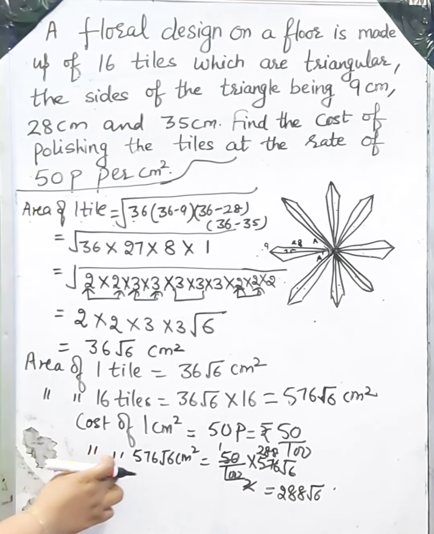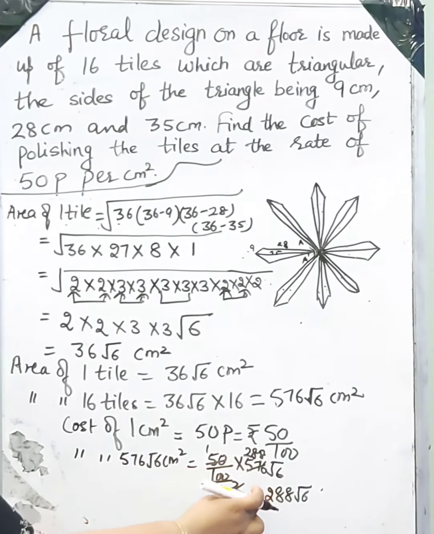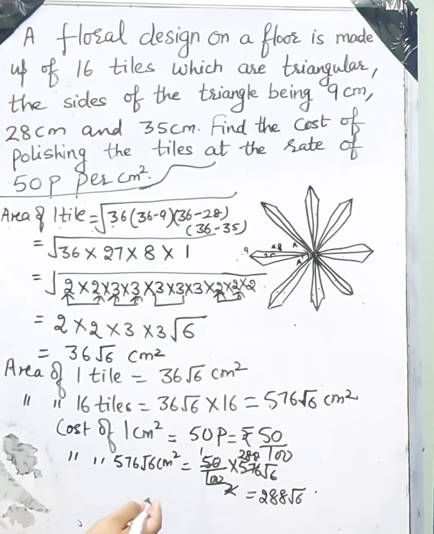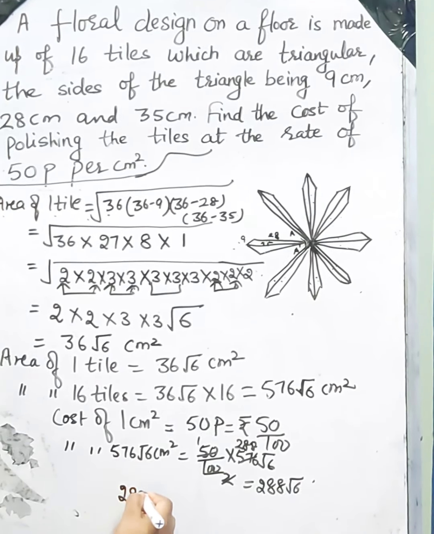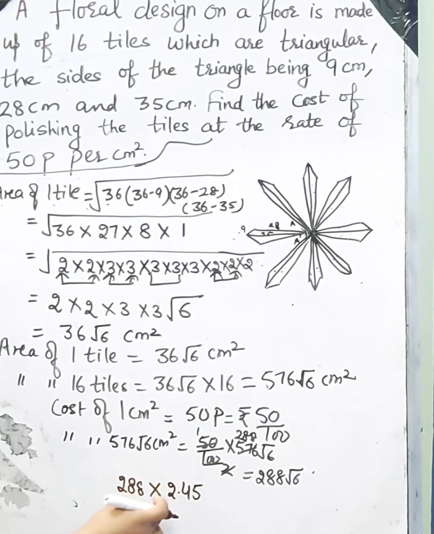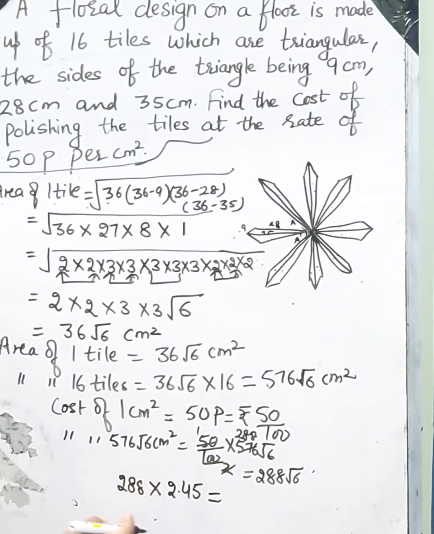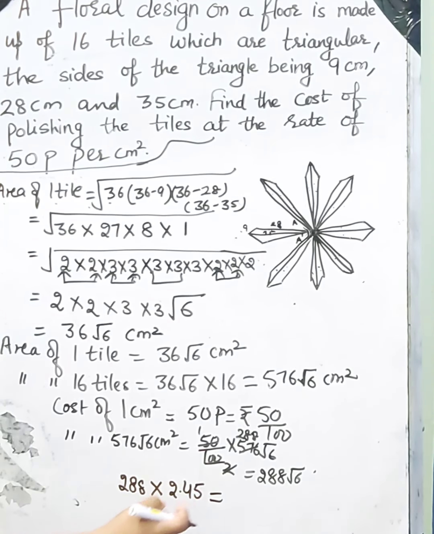Now cost of 576 under root 6 centimeter square equal to 288 root 6 rupees. Put the value of root 6. Square root of 6 is 2.45. It is the approximate value of square root 6. Now multiply 288 with 2.45.